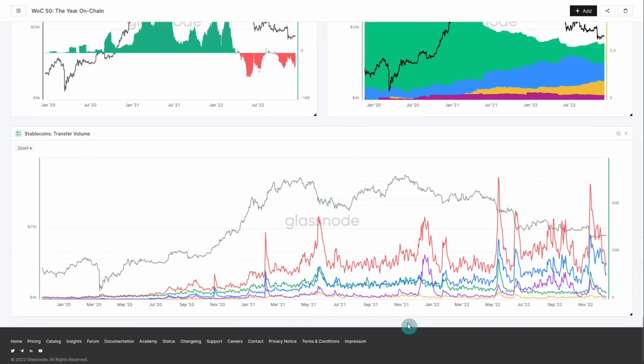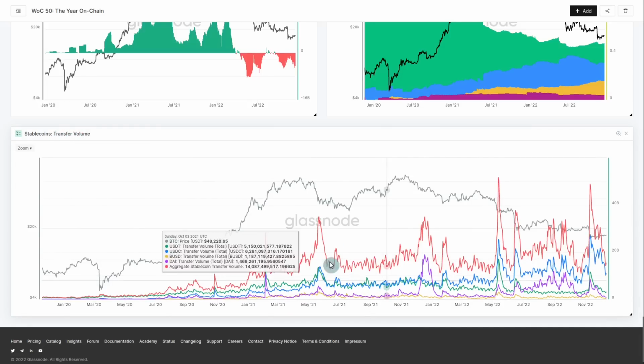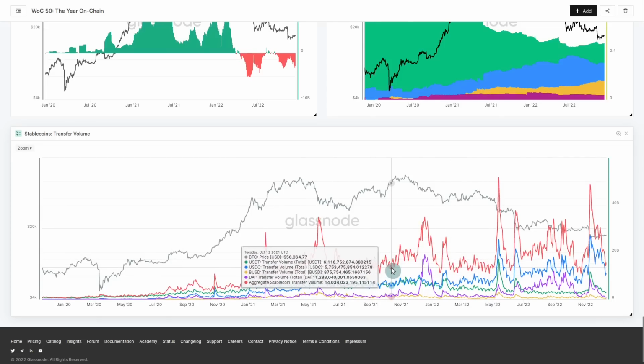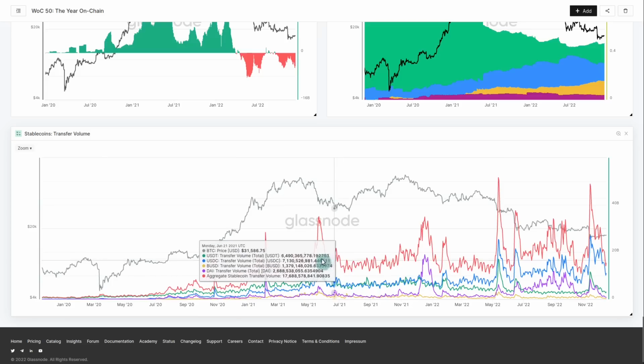And despite all of the chaos and what's been going on, there is no question that stablecoins have a product market fit. What we're looking at here is the transfer volume. Now, this red curve here is the total transfer volume on Ethereum for those top four stablecoins. DAI is in purple, by the way.